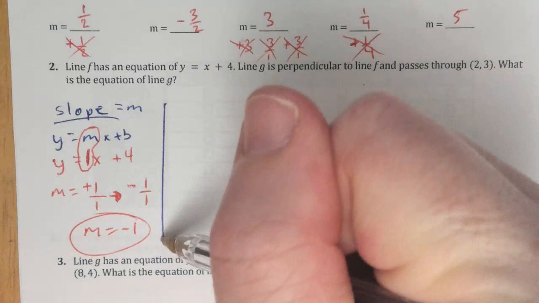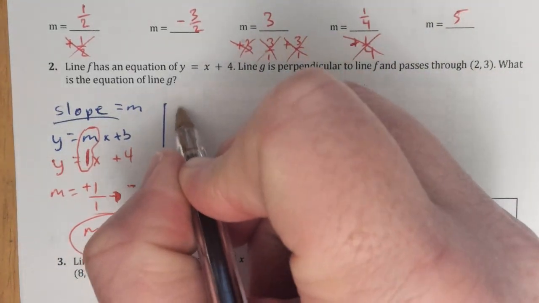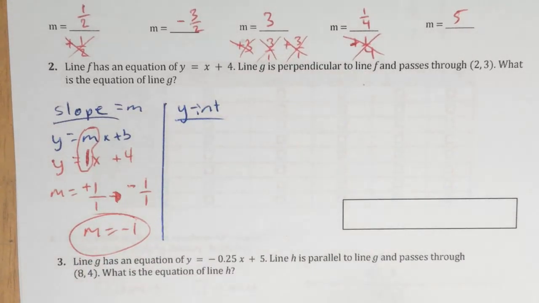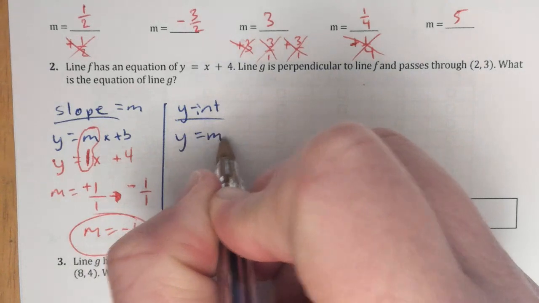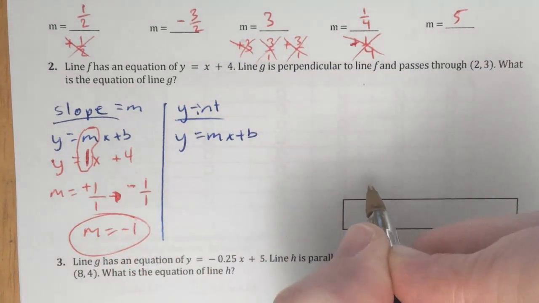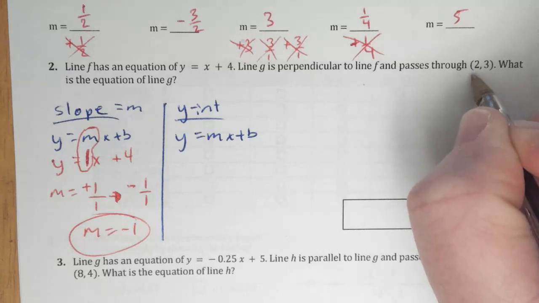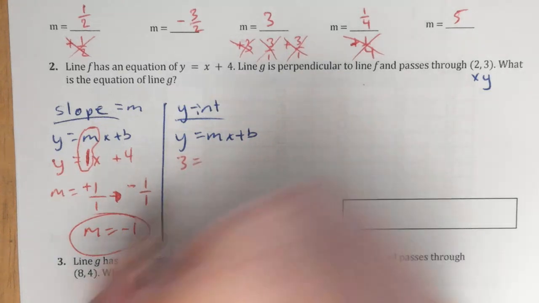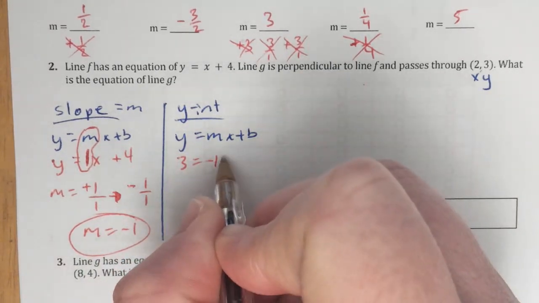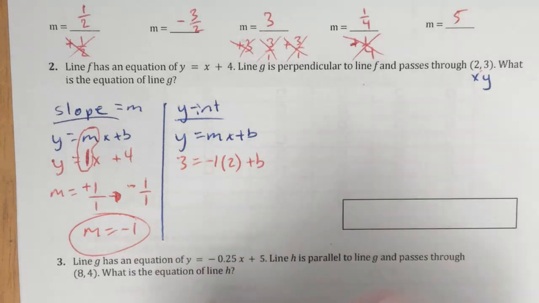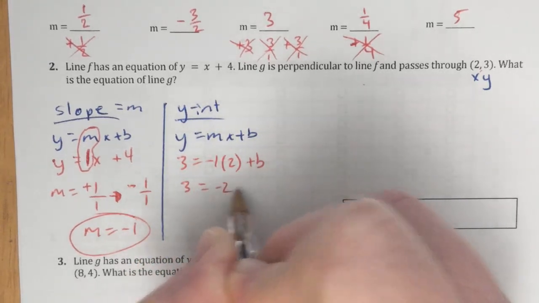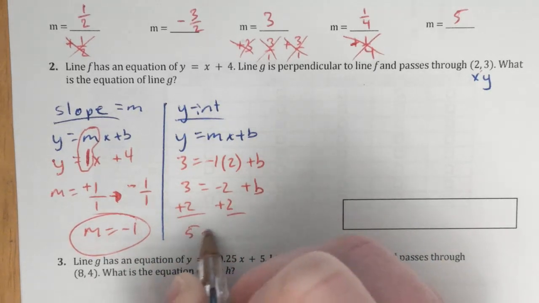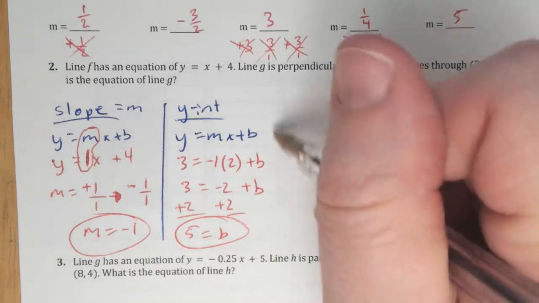The next step is the y-intercept. We have y equals mx plus b. We're going to plug in everything else that we know and solve for b. This is my x, this is my y, so I'm going to plug in this. So we have 3 equals my m, which is now negative 1, and my x, which was 2, plus b, and you would solve. So 3 equals negative 2 plus b. You would solve for b, add 2 to both sides, and you get 5 equals b. Your final step, write out the equation.